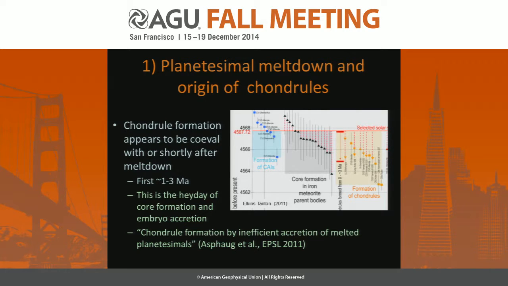One, things seem to have been big enough to be melting down all over the place. That's kind of the core formation timescales that people are measuring for the earliest cores. Chondrules are forming. Those are kind of the ages for chondrule formation timescales. And that's the dynamic timescale of the onset of embryo-embryo accretion.